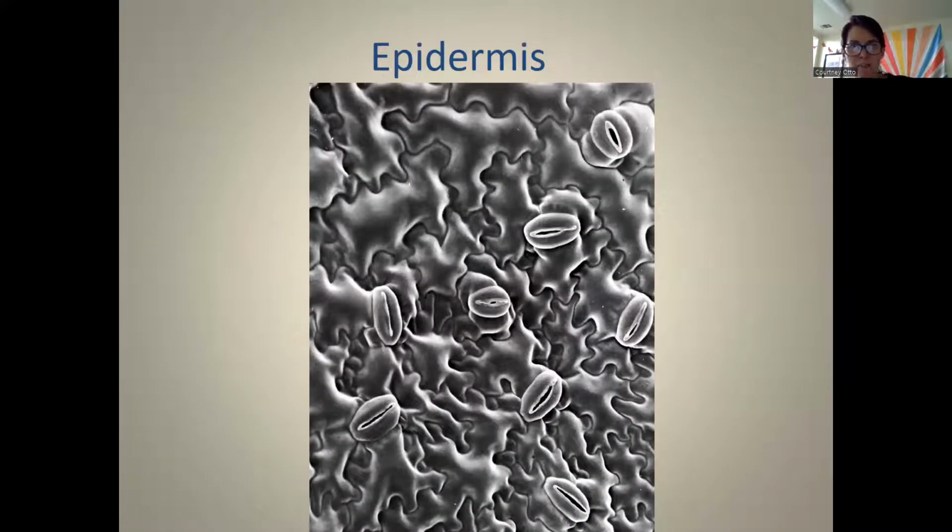All right, here's an epidermis, and you can see most of these cells are these kind of lobed and interlocking cells. Those are just ordinary epidermal parenchyma. But then every so often you see these kind of coffee bean-like structures. Those are those guard cells flanking our stomata.